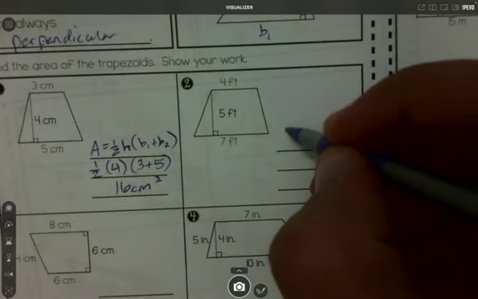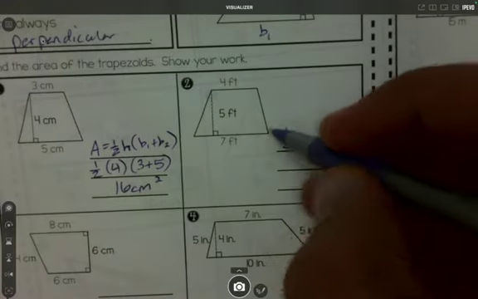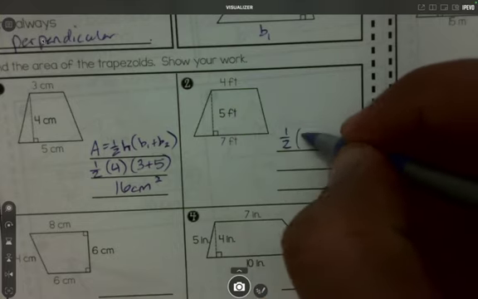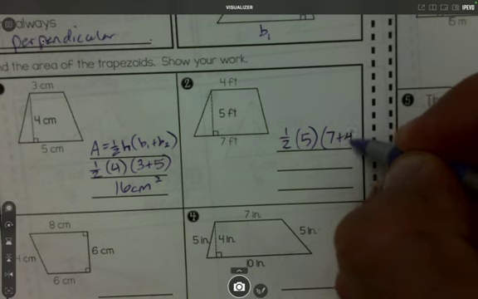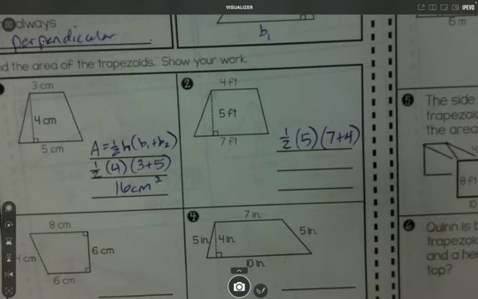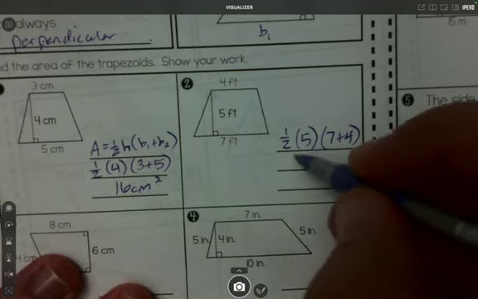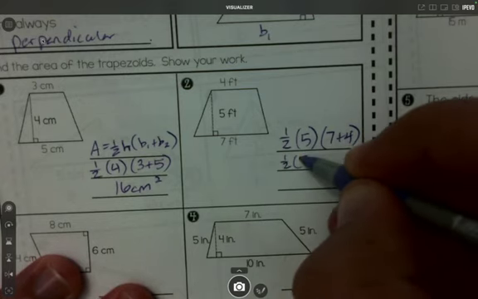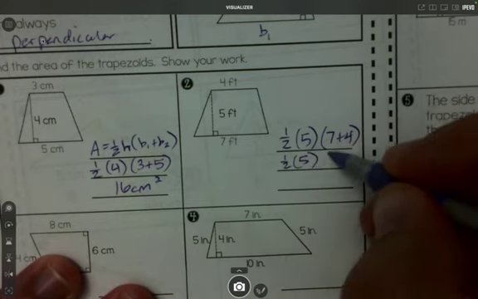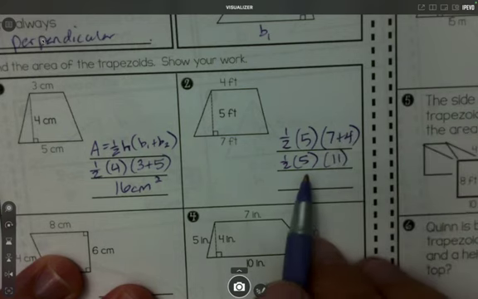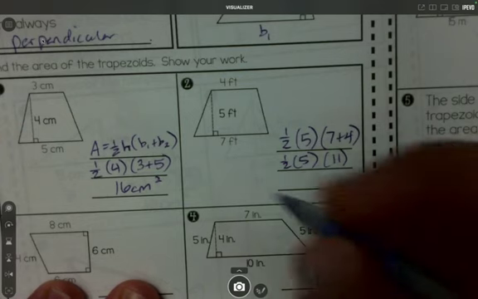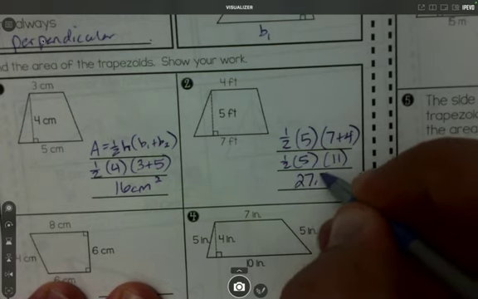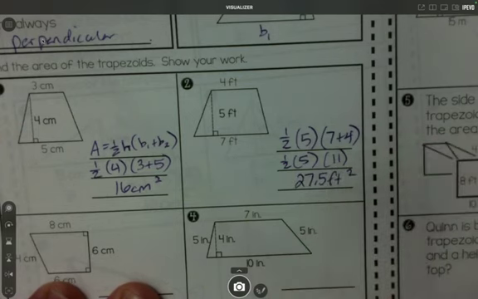Okay, on number 2, we have half times the height, which is 5, times base 1 plus base 2. So we get half times 5 times, 7 plus 4 is 11. So 5 times 11 is 55. And half of 55 is 27.5 square feet.